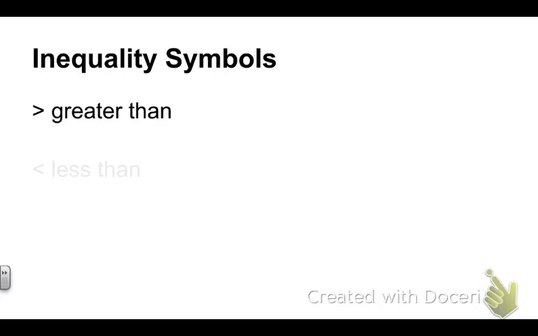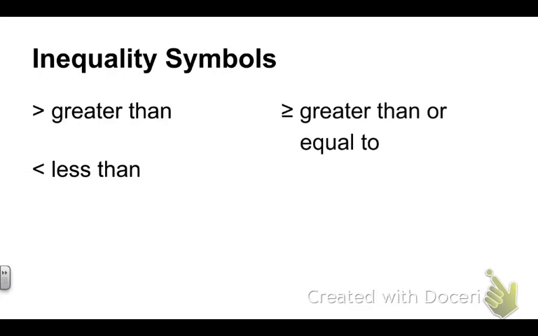I am sorry. And then this one would be less than. Again, read it left to right. The small part is at the beginning, that's why it's less than. When you have the greater than sign with the line underneath it, that means it's greater than, or it can be equal to. And then this is less than or equal to. So those are the four inequality symbols.